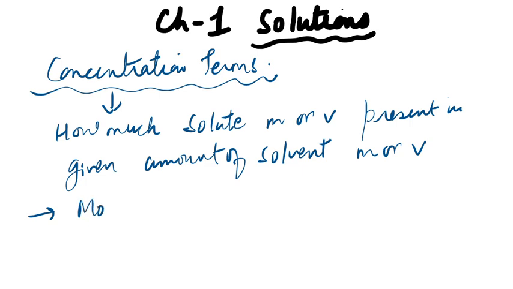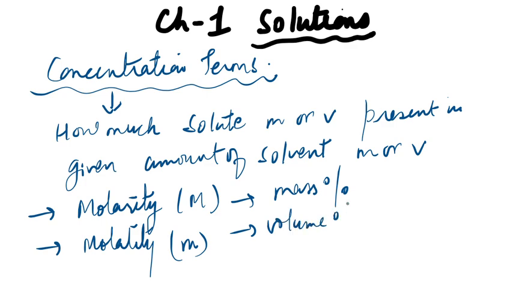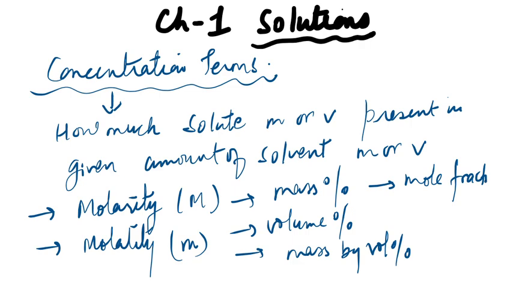We can use various terms such as molarity. We may also express it in terms of molality. Of course, molarity is denoted by capital M and molality by small m. Then we can also calculate it in terms of mass percentage, volume percentage, and mass by volume percentage. Then we can also talk about mole fraction. Mole fraction is also one of the concentration terms. Then after mole fraction, we have ppm, which stands for parts per million.